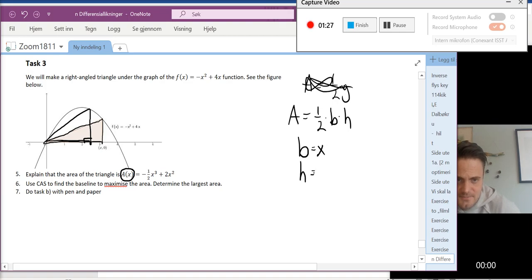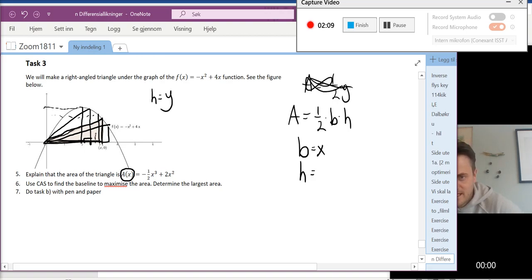And then I need to find the height, and the height is always restricted, I don't know if that's the correct word, by the graph, right? It's the graph that decides how high the rectangle is, right? If x is equal to 3, then the height is this much, the y coordinate at this point here, right? If x is equal to 2, then the height is this, the y coordinate at this point. So the height is equal to the y coordinate of each point.